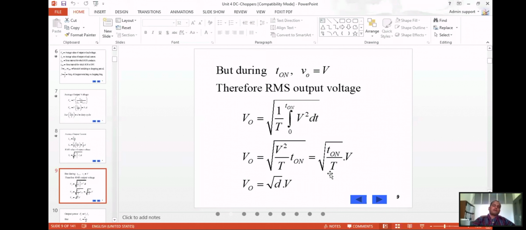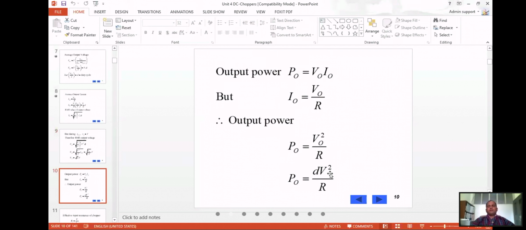Now output power. The output power will be equal to V naught into I naught. I naught will be equal to V naught by R. Rearranging this equation, the output power will be D V square by R. So if you know V, the value of R, and the duty cycle, we can find the output power.